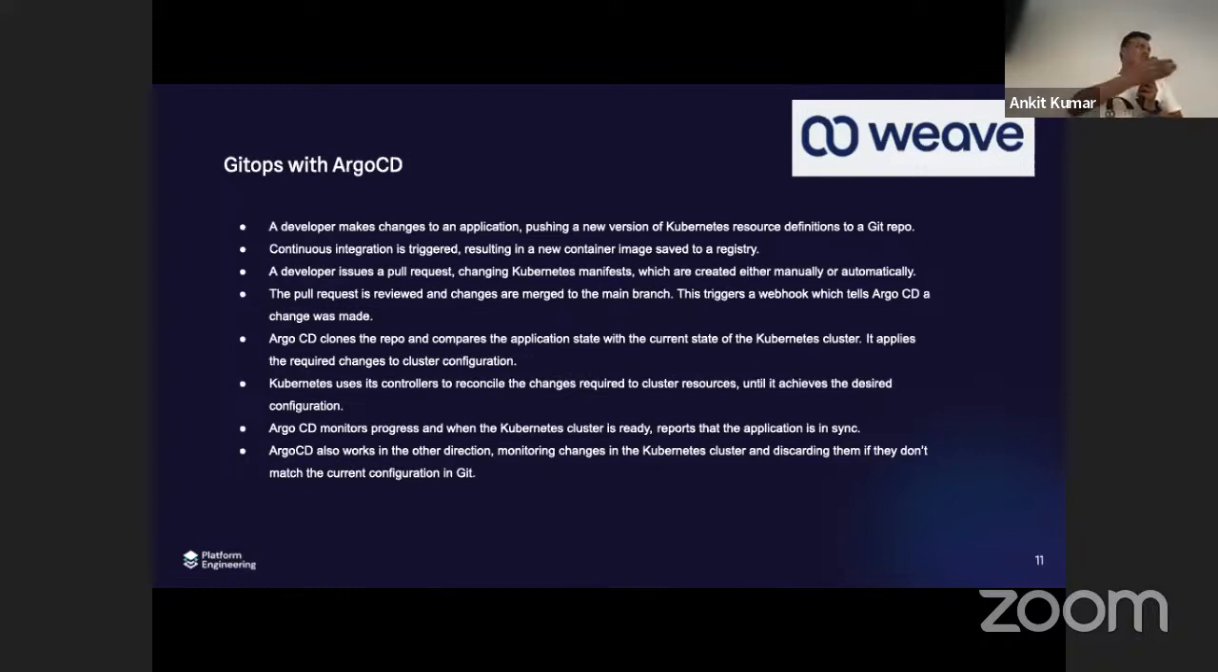So how does this flow actually work with Argo CD? When a developer makes a change to any application, it pushes a new version of the Kubernetes resource to a Git repo, and then your GitHub Action is triggered. We use GitHub Actions, which can create a new container image and store it in GCR to maintain your metadata. Whenever a developer issues a pull request changing some manifest, created either manually or automatically, once the pull request is reviewed and merged, the .github/workflow.yaml file will trigger. We use Go, so we create a Golang binary on this, and the YAML.